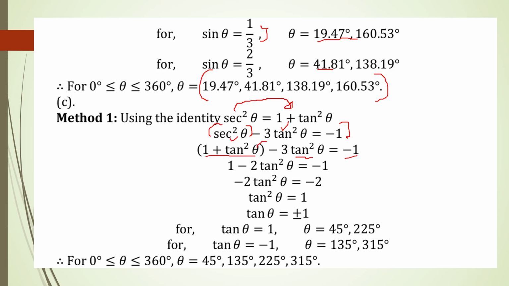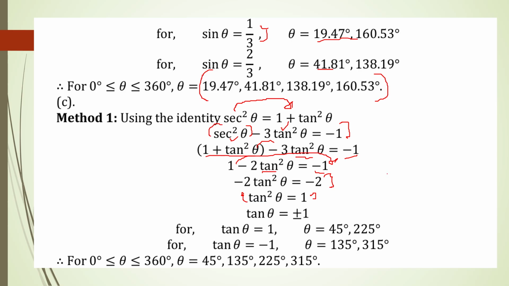Once you open up these brackets, you end up with 1 minus 2 tan squared theta equal to negative 1. Then you collect like terms. We collect the numbers alone: if we take positive 1 to this side, it becomes negative 1 minus 1, which gives negative 2. If you divide through by negative 2, we end up with tan squared theta equal to positive 1. But you're not interested in the squared, so we find the square root on both sides.